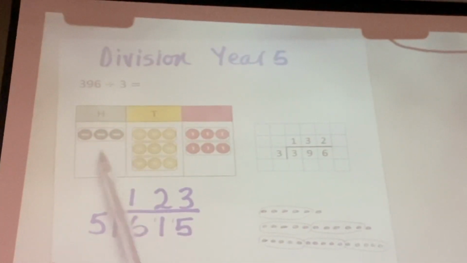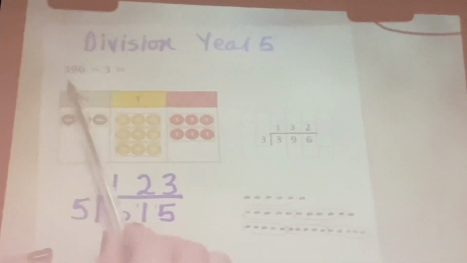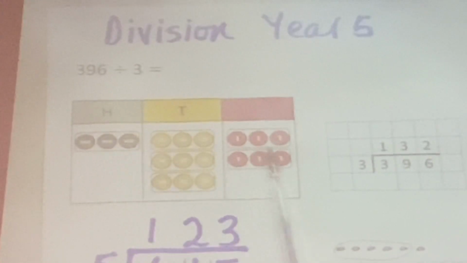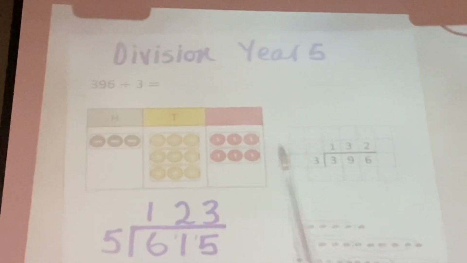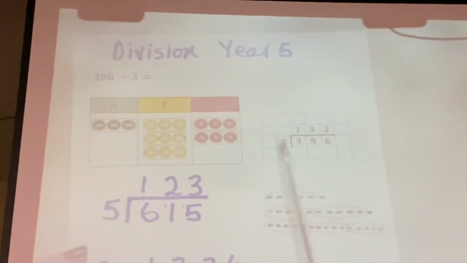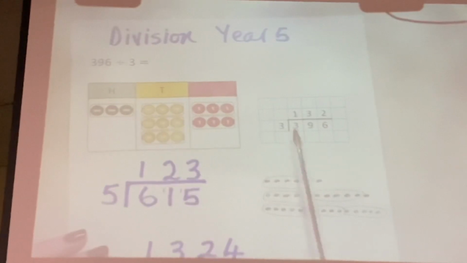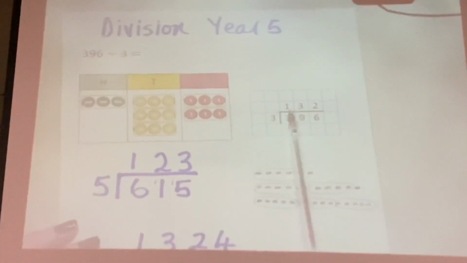Showing the pictorial method here. So we have the number 396 divided by 3. So I've got 396 shown with my place value counters, and then alongside it we have the formal method. So how many groups of 3 in 300s? We've got 1, and you can see it circled there, we have 1 group of 3. And we then have our 1 here.